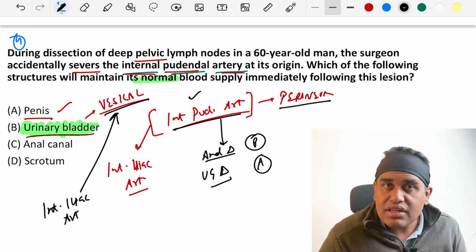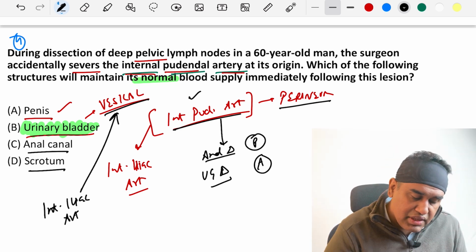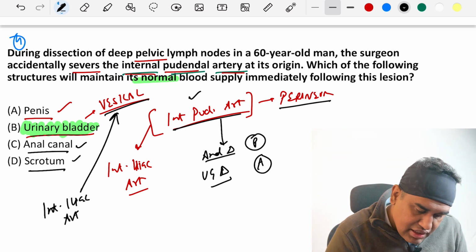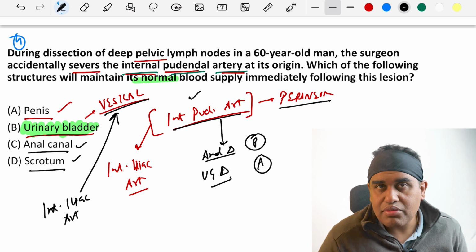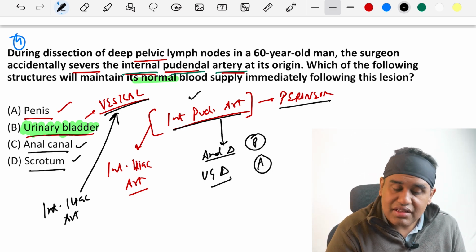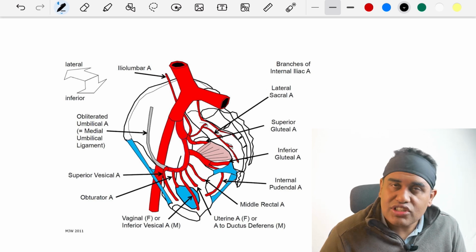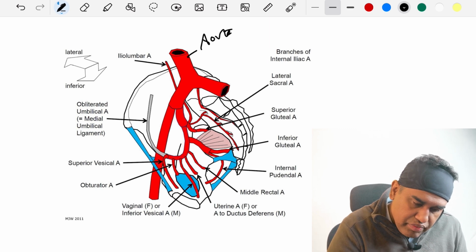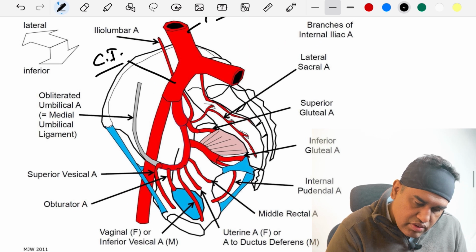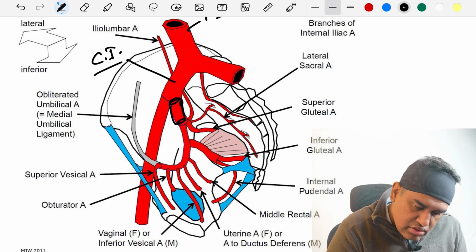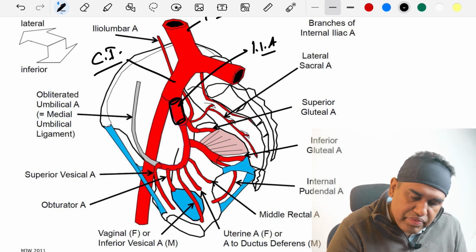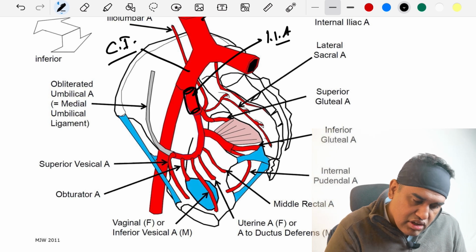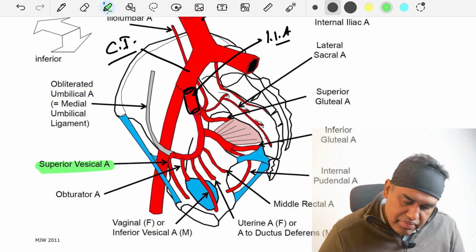Let's explore more options over here. Anal canal and scrotum, they are again lying in the anal triangle and the urogenital triangle. So they are supplied by the internal pudendal artery. The answer over here is the urinary bladder. Let us see an image over here. Here is the image. What is this image showing us? This is the aorta. That will be the common iliac artery. See, I am writing. And this vessel over here, if I zoom it out, this is the internal iliac artery. And you can see that it is giving off branches like the superior vesical artery, right? This is the superior vesical, and in males it also gives off the inferior vesical artery.